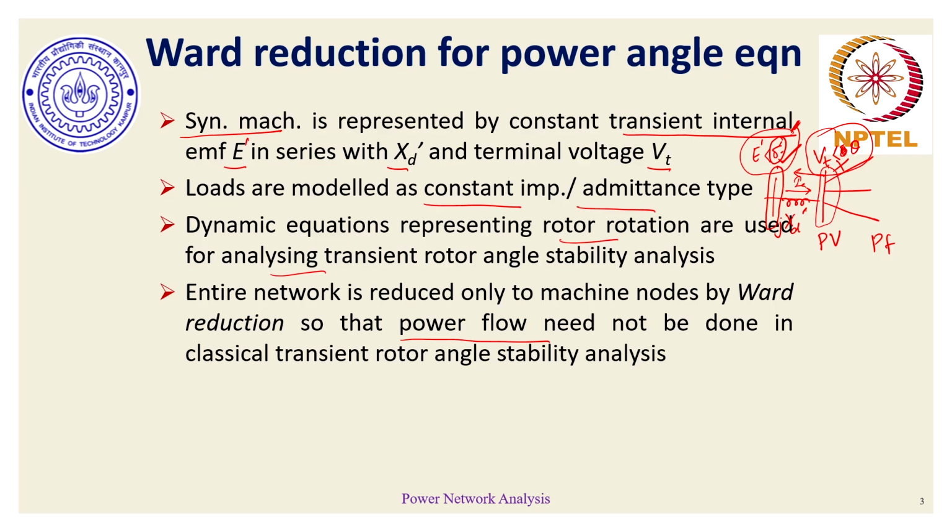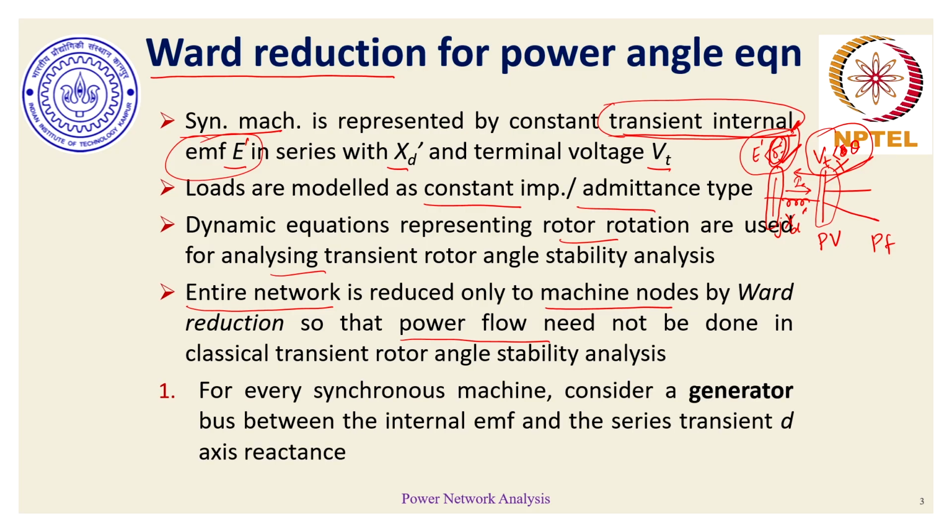Classical transient rotor angle stability analysis allows for such a representation, and that representation or reduction is essentially known as Ward reduction, in which the entire network is reduced only to machine nodes, and these machine nodes refer to the constant internal transient EMF E', where the magnitude of E' is not changing. What can change is the corresponding angle delta only. And by representing the entire network only into these machine nodes, there is no need of doing power flow then for the entire network. It's again an assumption.